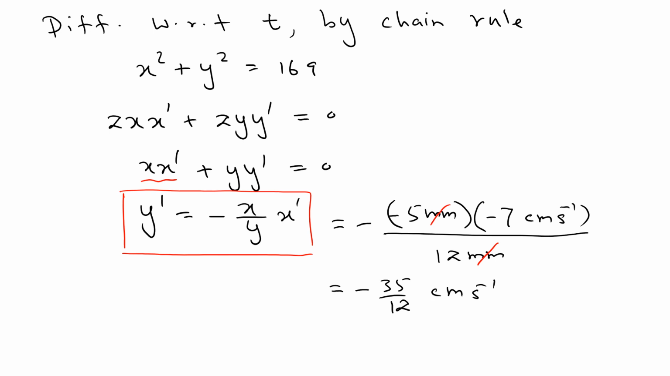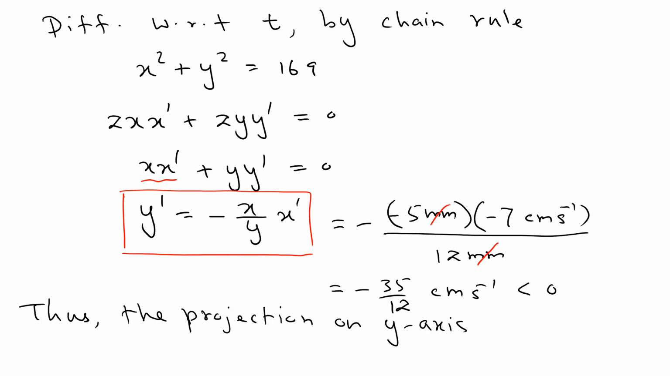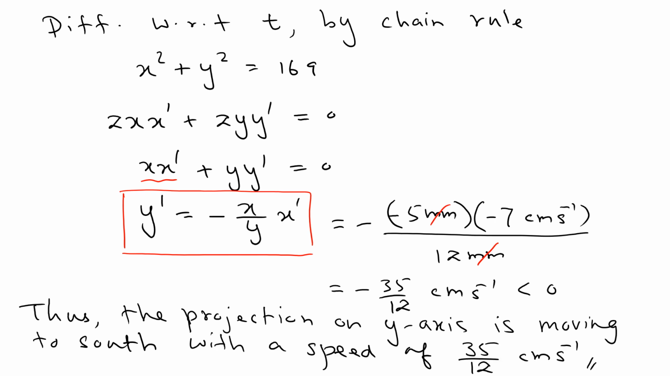So it is negative. Negative dy over dt means going down. So it's going down at a rate. We can write it in words like this: thus, the projection on the y-axis is moving to the south, because negative means moving to the south, with a speed of 35 over 12. Since it says south, you don't have to say negative. So we say 35 over 12 centimeters per second. Okay, so that's the answer to the problem.